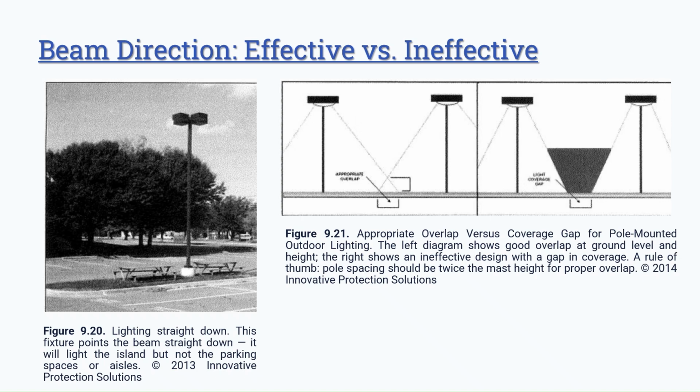Overlap between light sources is essential to maintain consistent visibility across the area. The objective is to illuminate the target area clearly without creating blind zones or visual discomfort. This reinforces a key principle: in security lighting, placement and direction are as important as brightness.